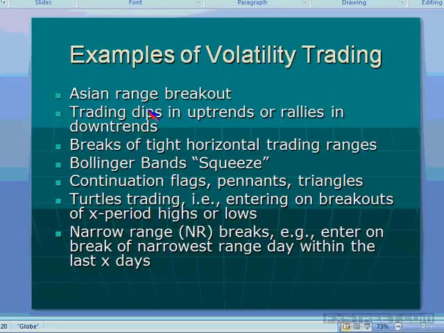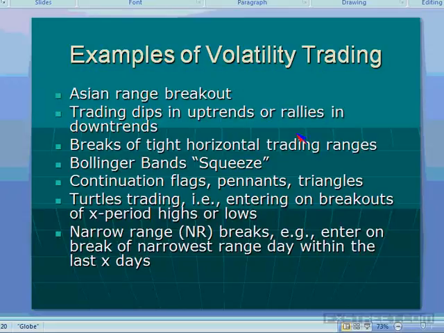These are examples of volatility trading. They include the Asian range breakout. So basically, if you have a tight range in the Asian trading session, and then you're looking for a breakout during the European or the London session, a lot of people used to trade like that. That's basically a form of volatility trading. You're looking for volatility expansions.